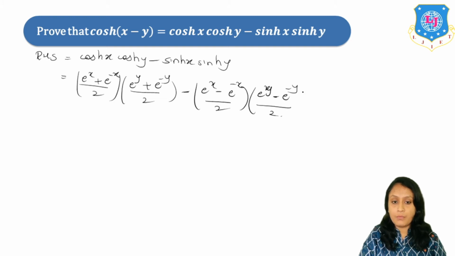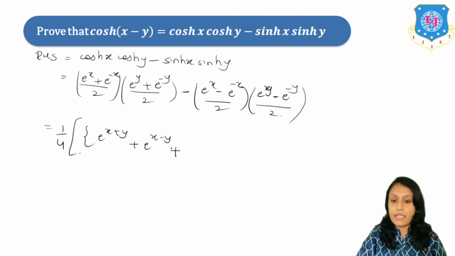Now we'll take 1 upon 4 common, and now we'll multiply these terms. First we'll multiply e^x with these two terms, so you will get e^(x+y) plus e^x with this term, so we have e^(x−y). Next we'll multiply e^−x with these two terms, so you will get e^−(x−y), where we also take the minus common, so we have x − y. And plus e^−(x+y), again taking the minus common, so we have x + y. Now we have a negative sign over here.